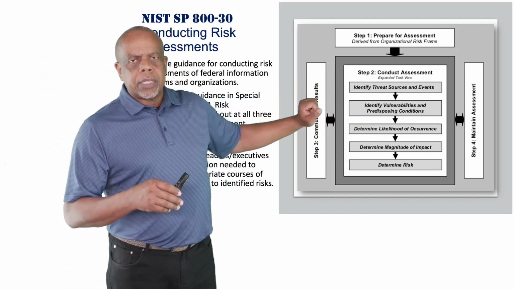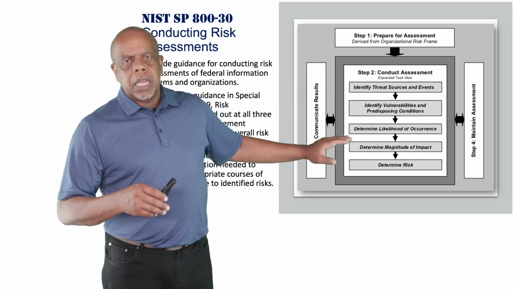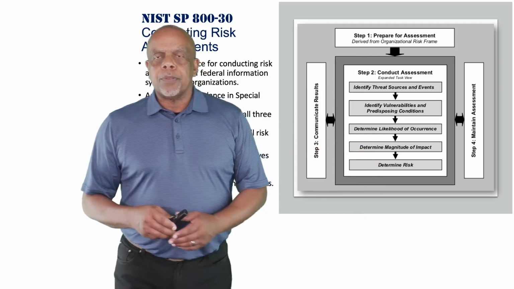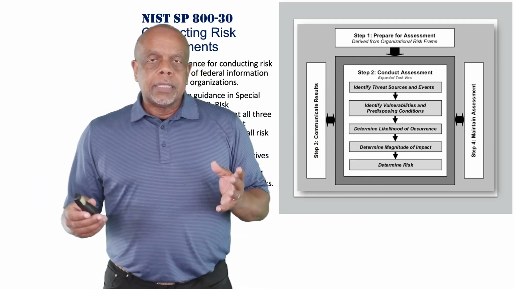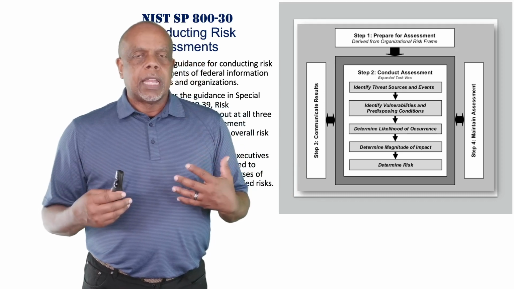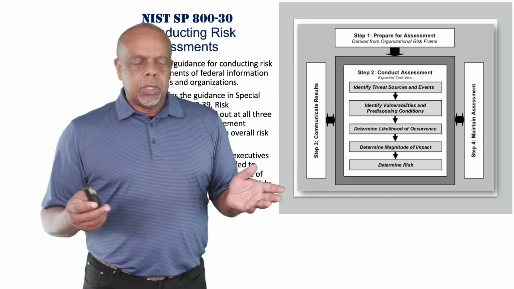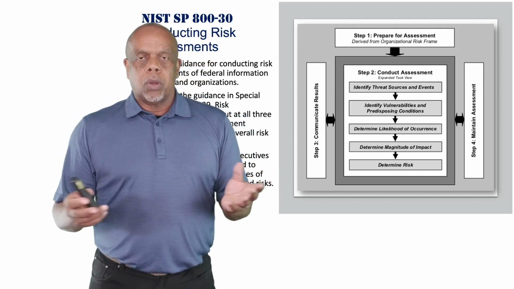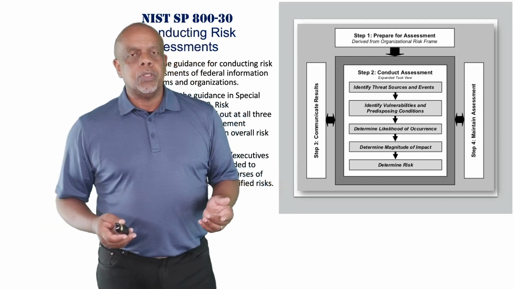You identify the threats and events, identify vulnerabilities, determine likelihood, determine the magnitude of impact, and from there you determine the risk. Now, that may sound very technical, but really it isn't. That's what we do every day in our everyday life when we assess risk. When we go to our homes, or you look at your automobile, you want to know what the threats are, say if you want to move to a new neighborhood.